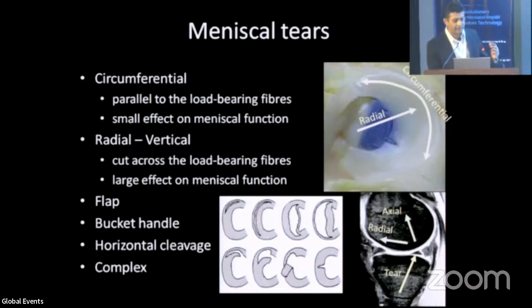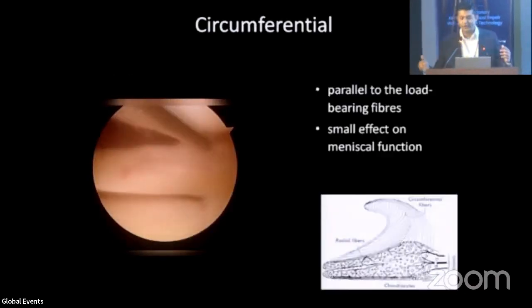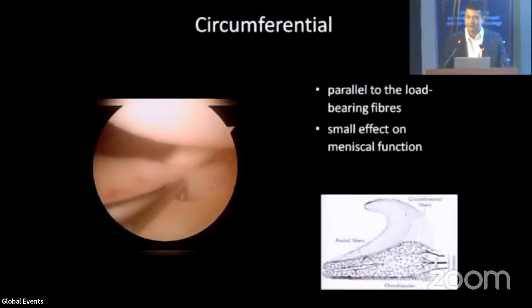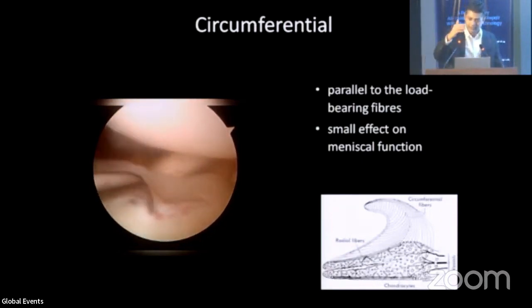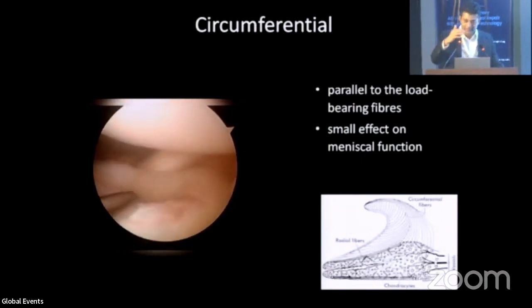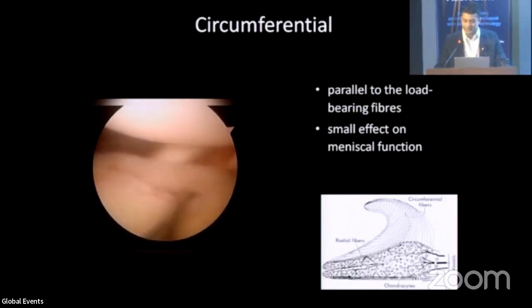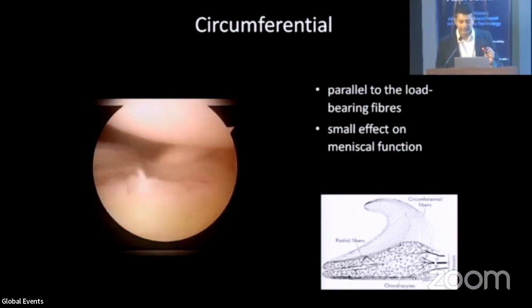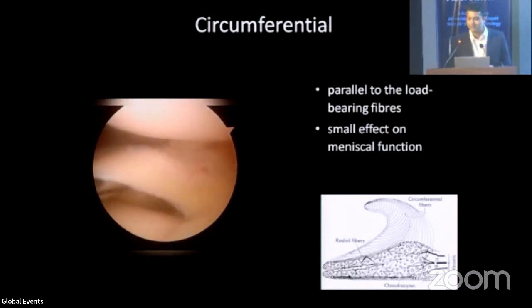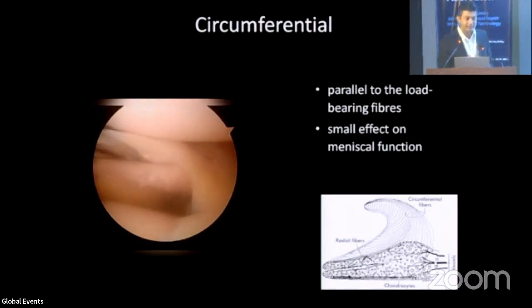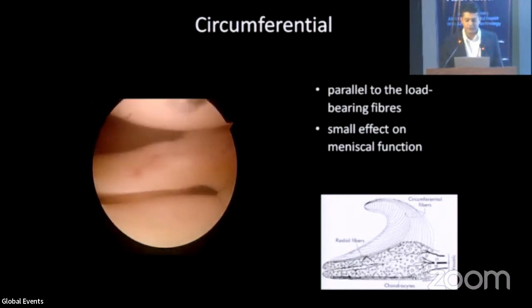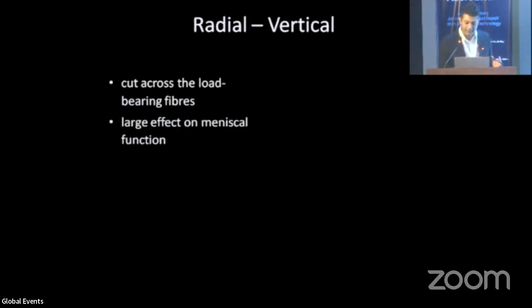Now, if something is running along the circumference, or longitudinal, this is called the longitudinal tear along the course of your fibers. These are parallel to the load-bearing fibers, and they have a small effect on meniscal functions. So these are by and large not so notorious tears, and many of them can be left alone.